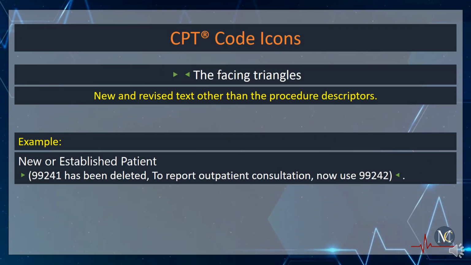Our next icon is the facing triangles. The facing triangles in the CPT manual show new and revised text other than the procedure descriptor. Let's take an example. In the evaluation and management chapter, there is a topic of new and established patient. In that topic, we find a description enclosed in triangles, which says that code 99241 has been deleted. To report an outpatient consultation, now use 99242. Now it is revised text.